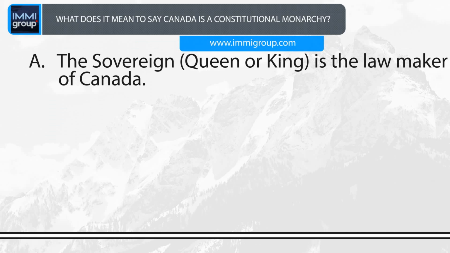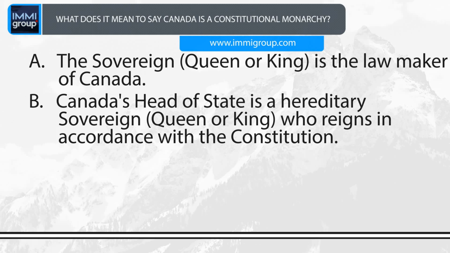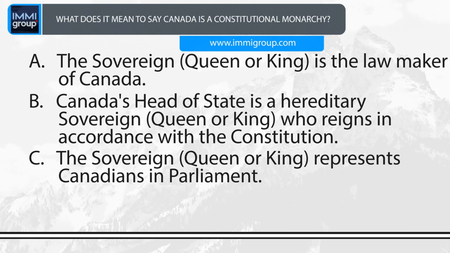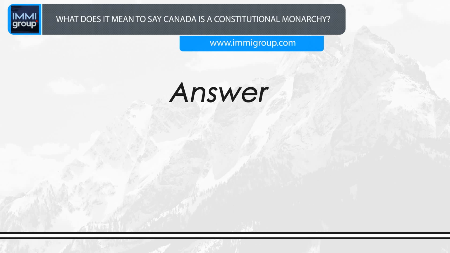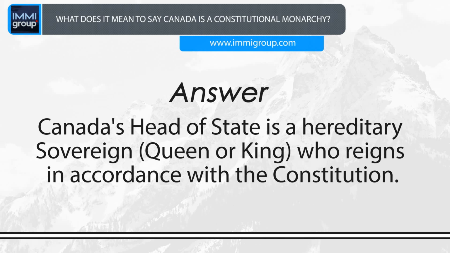What does it mean to say Canada is a constitutional monarchy? A. The sovereign, king or queen, is the lawmaker of Canada. B. Canada's head of state is the hereditary sovereign, queen or king, who reigns in accordance with the Constitution. C. The sovereign, queen or king, represents Canadians in Parliament. D. The sovereign, queen or king, approves bills before becoming law. Answer. Canada's head of state is the hereditary sovereign, queen or king, who reigns in accordance with the Constitution.